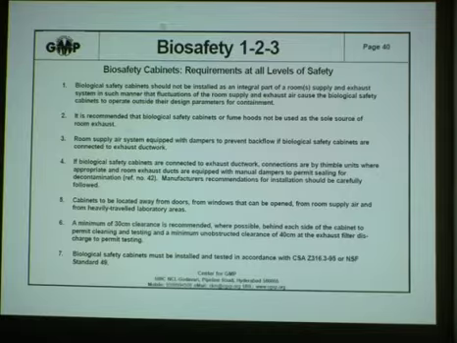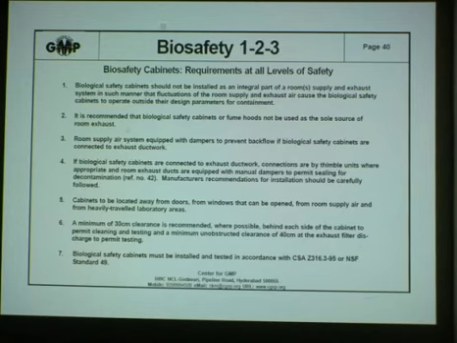It is recommended that biological safety cabinets or fume hoods not be used as the sole source of room exhaust. Room supply air system equipped with dampers to prevent backflow if biological safety cabinets are connected to exhaust ductwork. But it is not good practice to connect the exhaust of biosafety cabinets or fume hoods to the building exhaust ductwork. If biological safety cabinets are connected to exhaust ductwork, connections are by thimble units where appropriate, and room exhaust ducts are equipped with manual dampers to permit sealing for decontamination.